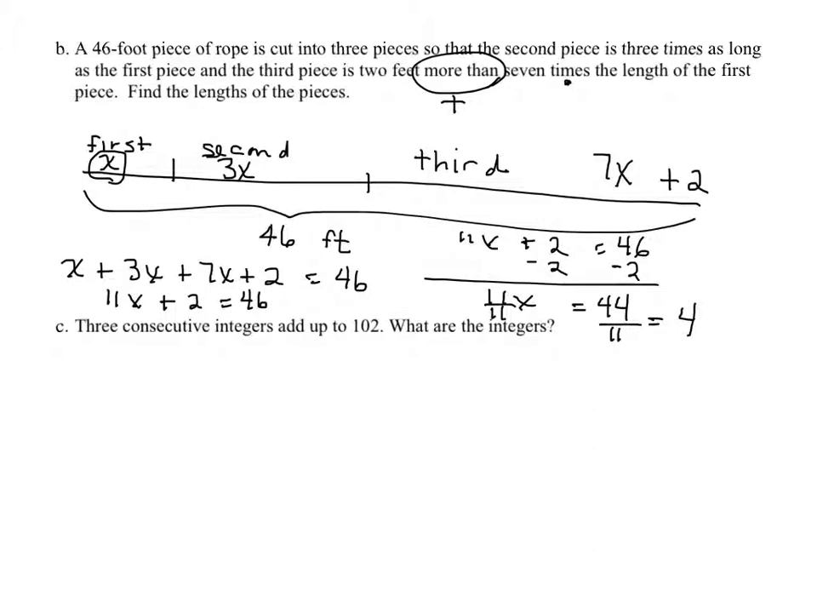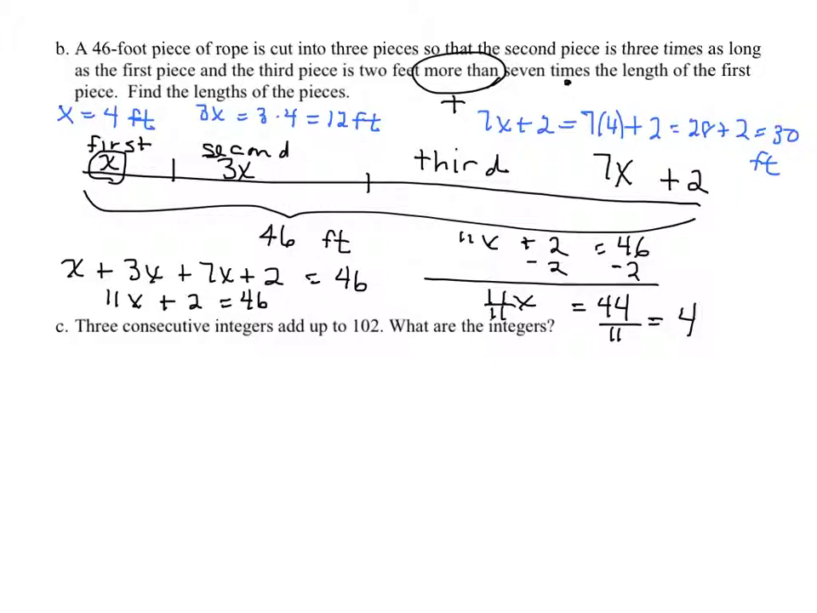So let's represent that. So x equals 4 feet. Okay, let's write in blue for a few minutes. All right, here we go. And the second one is 3x. So that really is 3 times 4, which is 12 feet. And the third is 7x plus 2, which is equal to 7 times 4 plus 2, which is 28 plus 2, which is 30 feet.